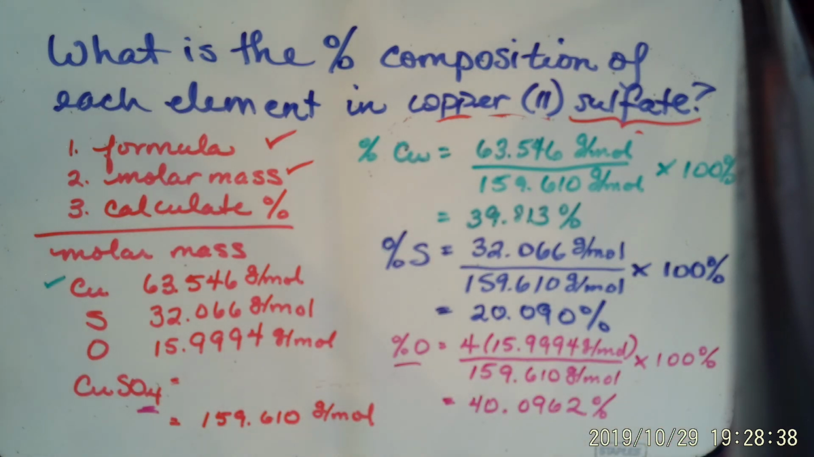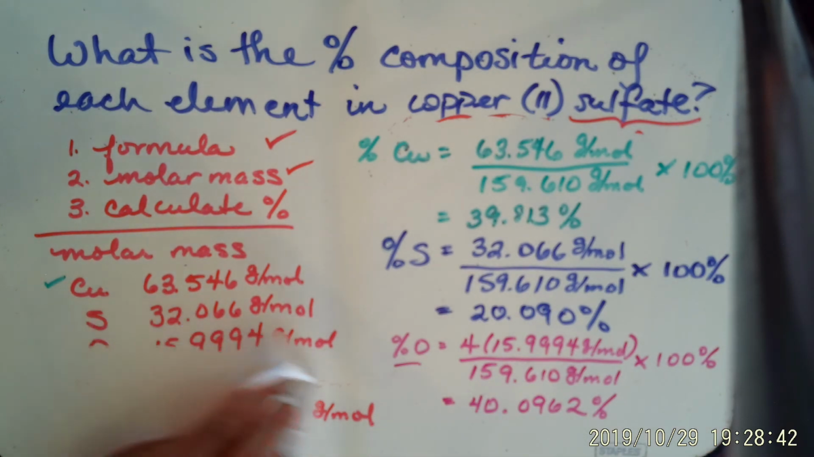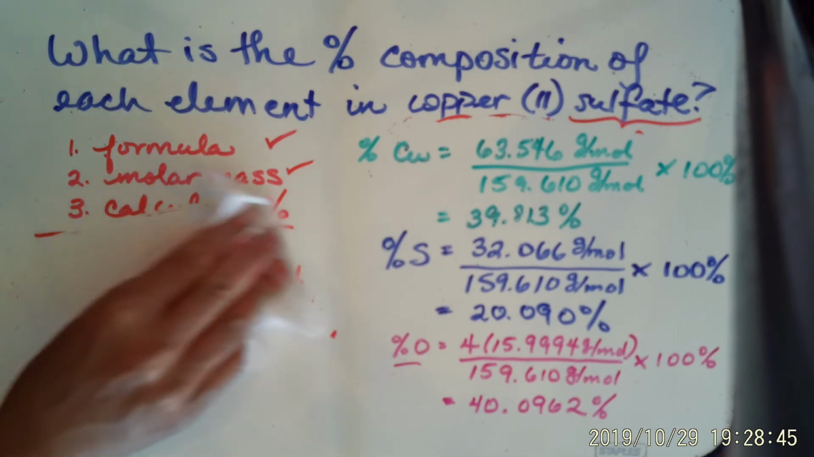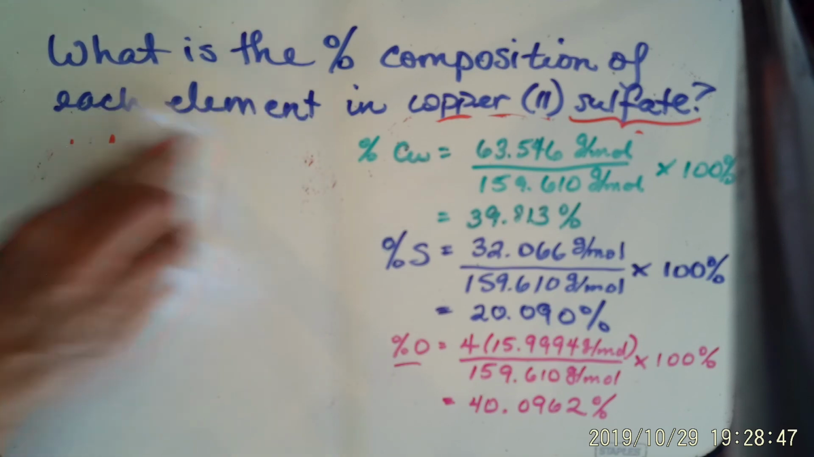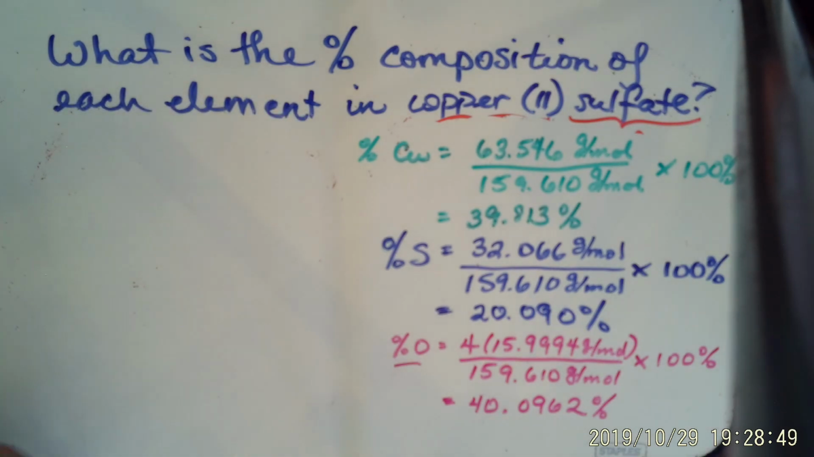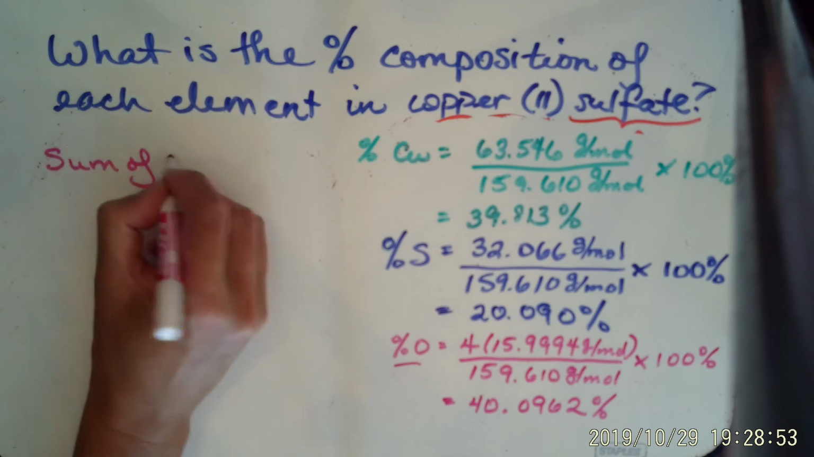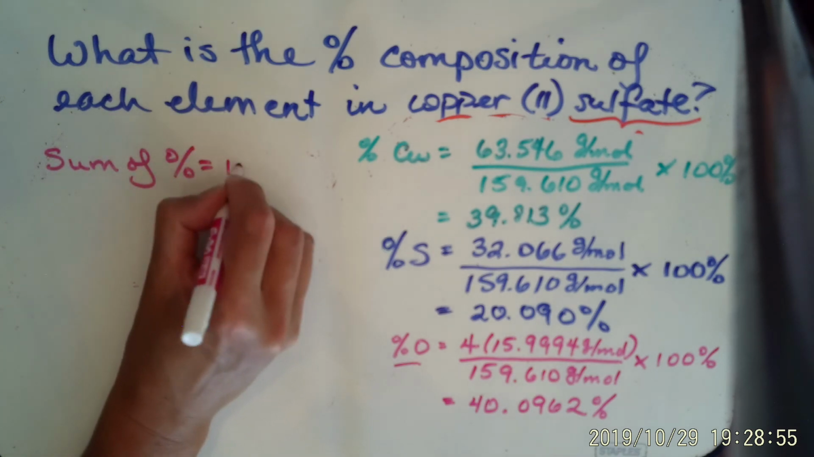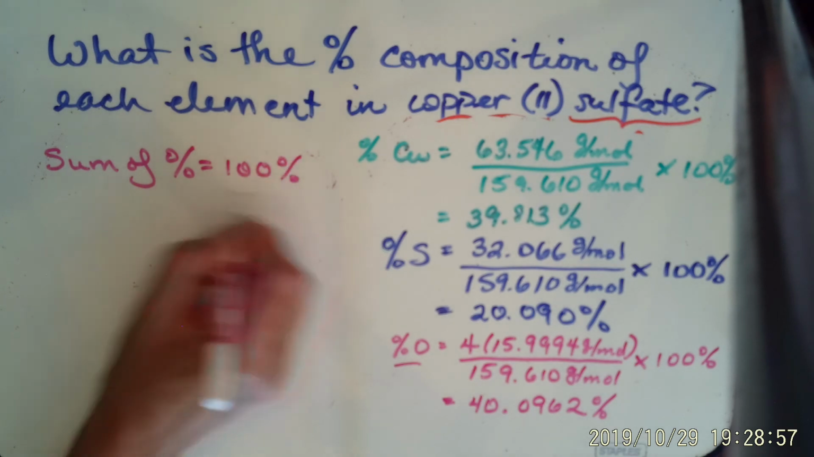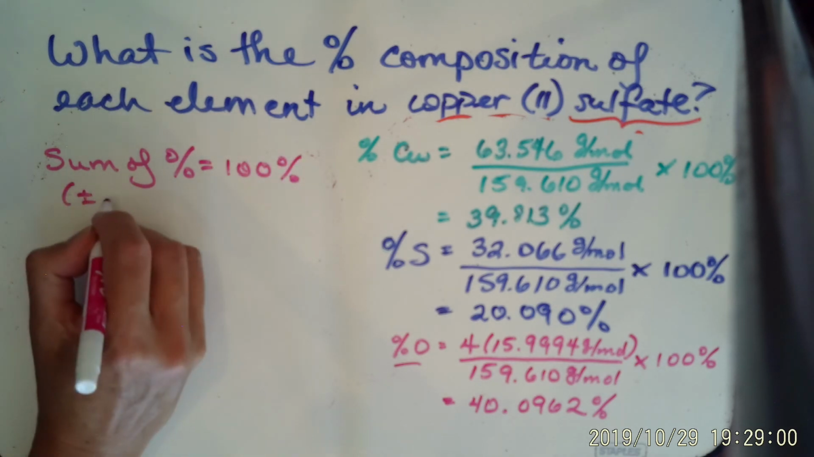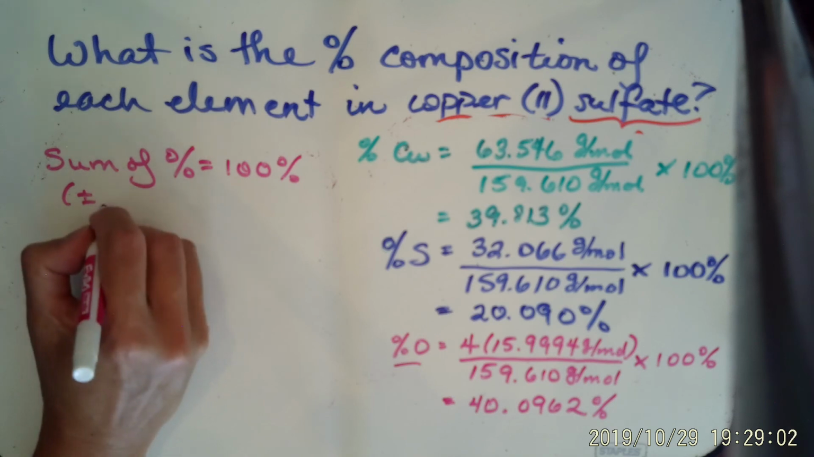Now, how do you check? Well, the best way to check your work is that since we're looking at each part in a whole, the sum of my percents should be equal to 100%. And this could be plus or minus. I think your book was saying 0.5%.